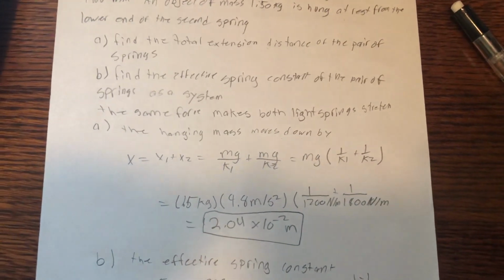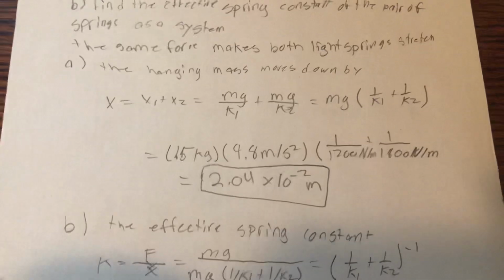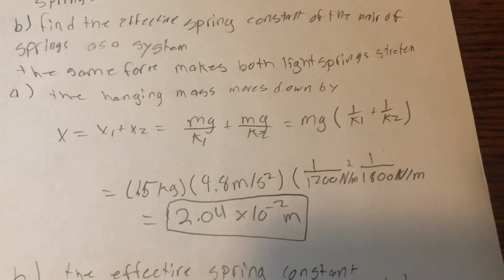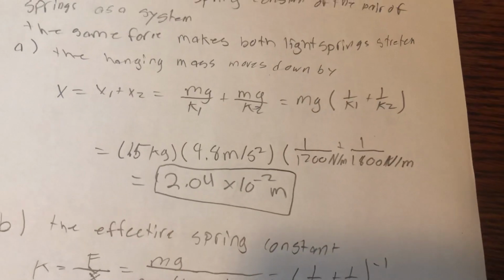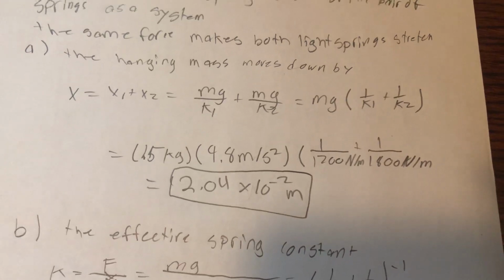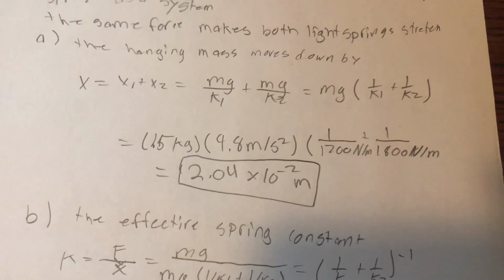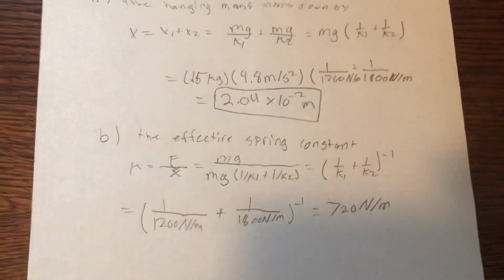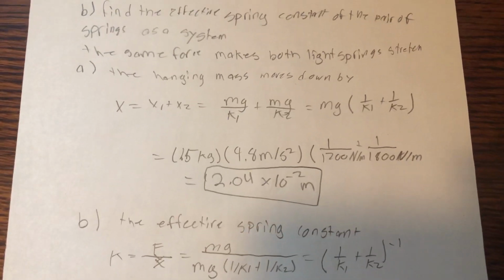So the same force makes both light springs stretch. So solving for A, I had x is equal to x1 plus x2, which is equal to mg over k1 plus mg over k2, which is then equal to mg times 1 over k1 plus 1 over k2. And then that gives me 1.5 kg times 9.8 meters per second squared times 1 over 1200 newtons per meter plus 1 over 1800 newtons per meter, and that gives me the answer of 2.04 times 10 to the negative 2 meters.